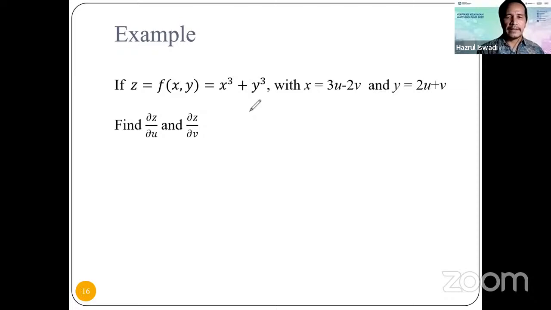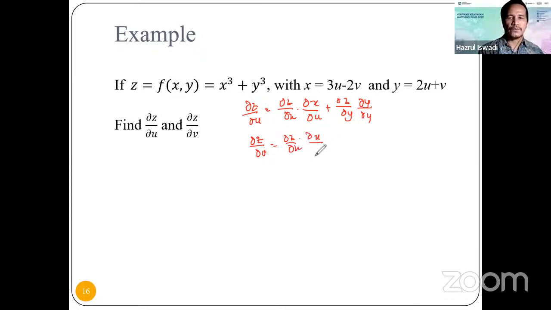We should write the formula first. ∂z/∂u is ∂z/∂x multiplied by ∂x/∂u plus ∂z/∂y multiplied by ∂y/∂u. And ∂z/∂v is equal to ∂z/∂x multiplied by ∂x/∂v plus ∂z/∂y multiplied by ∂y/∂v.